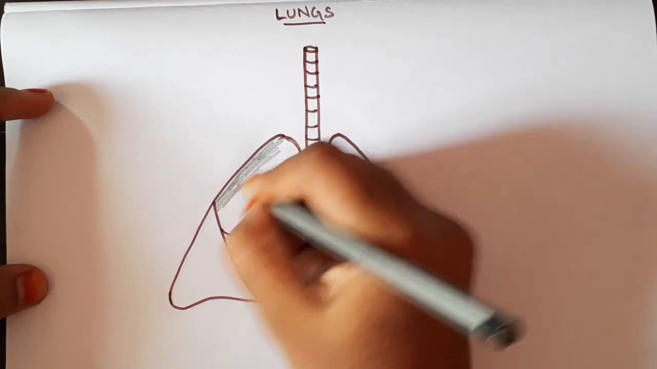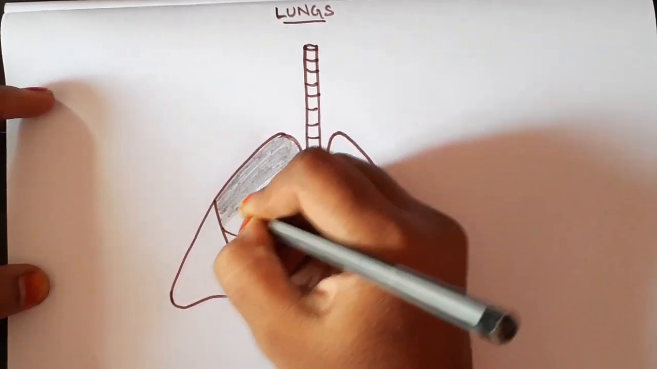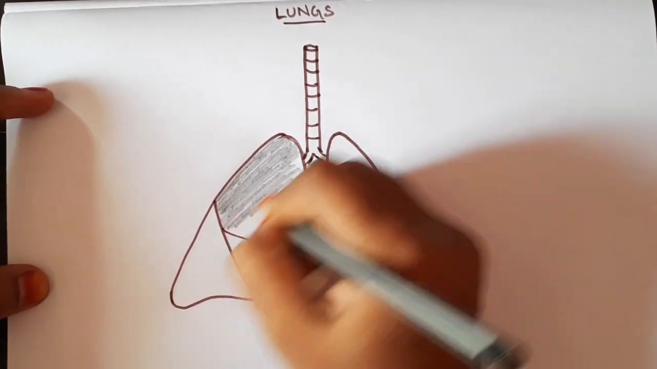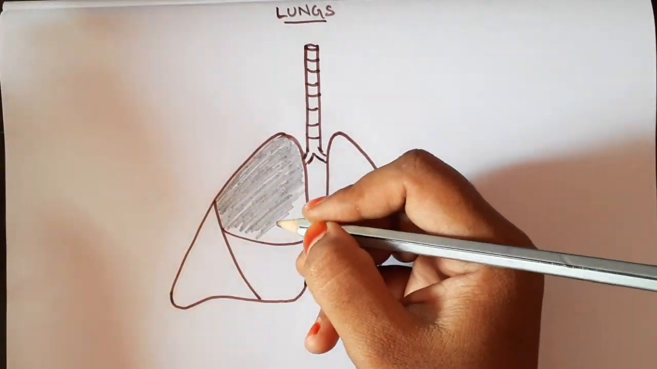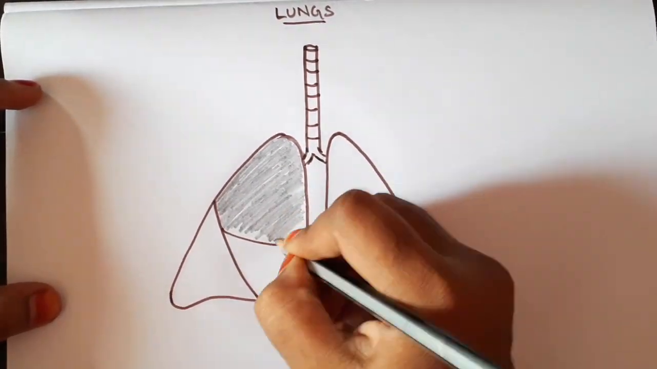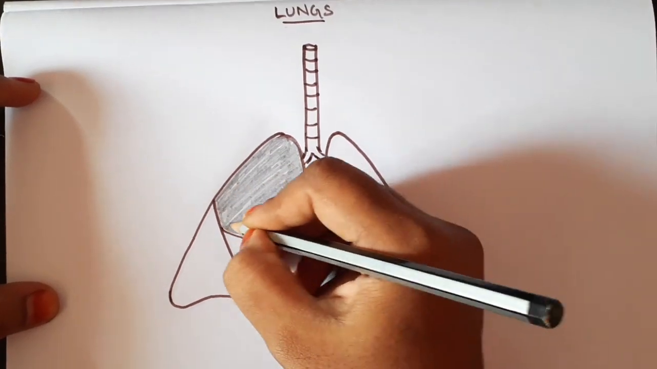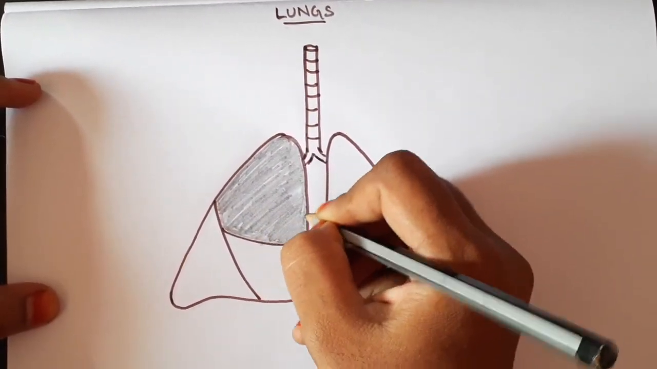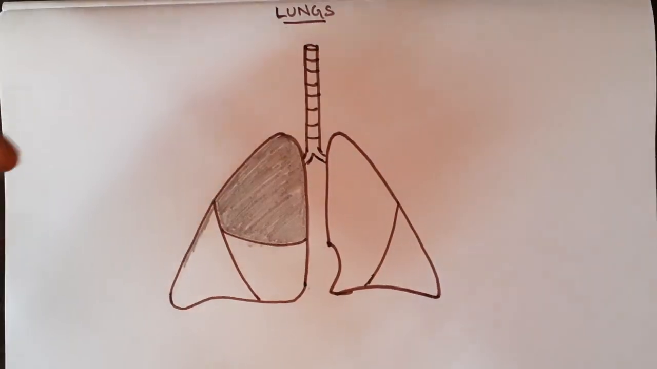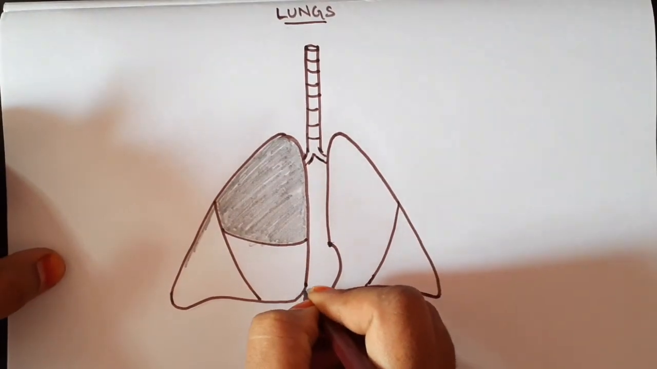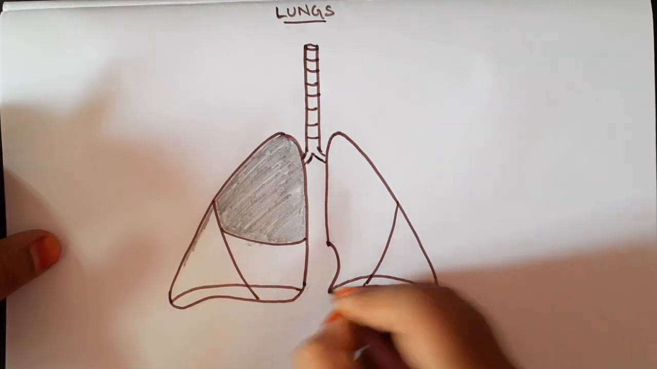This is the lungs in detail. Each lung will have an apex, base, three borders: anterior border, posterior border and inferior border. Two surfaces. Now I am just drawing the costal surface, which is the visible part, costal surface and medial surface. Three borders, two surfaces, apex and base.